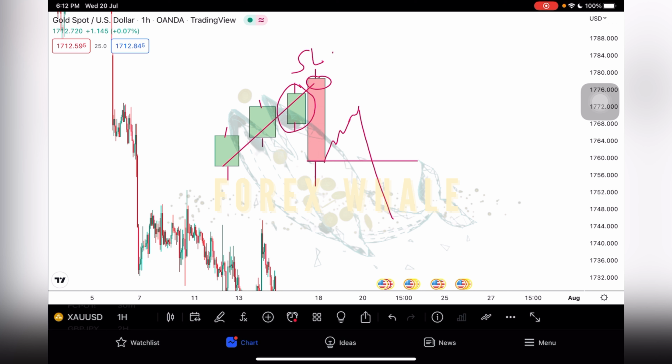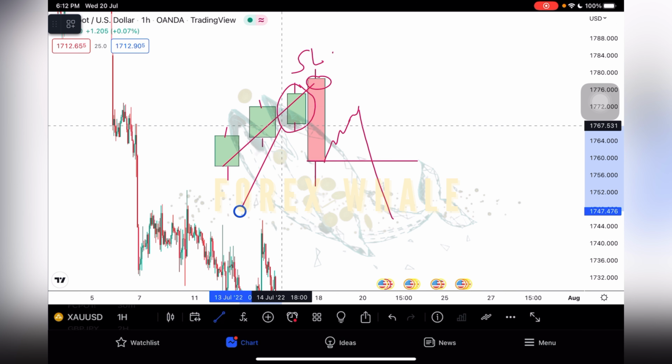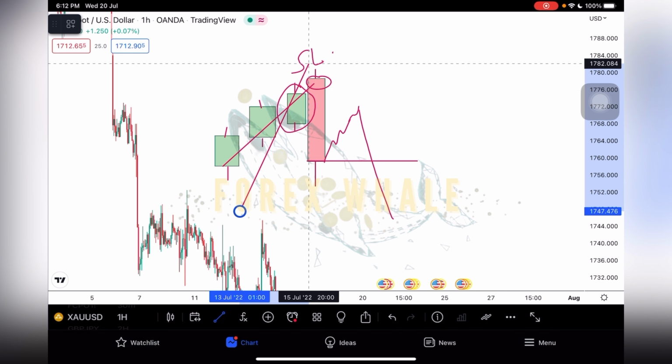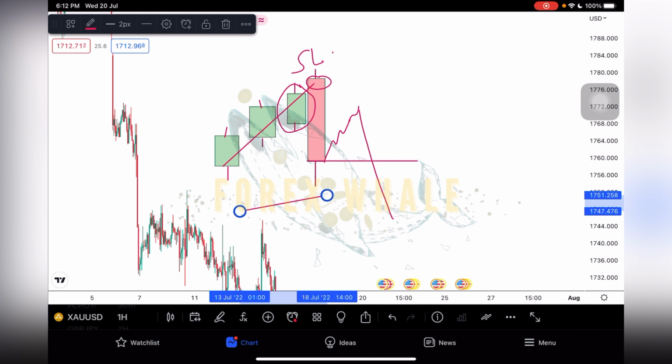The first style to trade bearish engulfing is, of course, once price has already formed the shape of an engulfing, just enter instantly, or you can wait for price to retrace a little bit somewhere around this candlestick that has been engulfed, somewhere around this area. Your stop loss will still be above this bearish candlestick. Very simple.